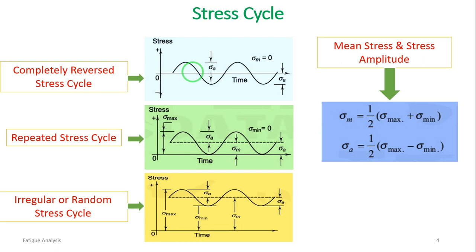Then the second type of cycle, the repeated stress cycle. In this case the minimum stress is 0, and the mean stress value is equal to the stress amplitude and the maximum stress is twice that; that is, the mean stress, stress amplitude and half the maximum stress are the same. And the last one is the irregular or random stress cycle. In this case, we don't have particular stress values. They are random in nature and time dependent, and it is very difficult to predict the nature of the loading. So this is all about these stress cycles, and we generally have these cycles in components in nature.